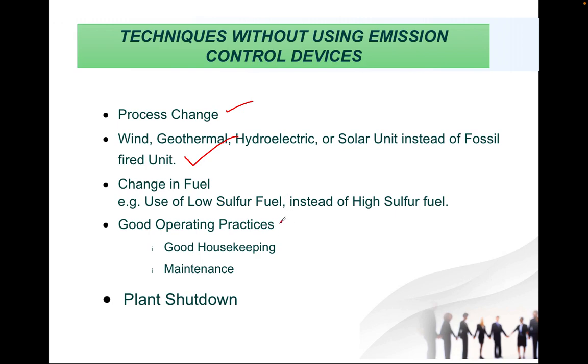Another point is good operating practices, meaning maintaining the boilers, internal combustion engines or furnaces. By good housekeeping, we can also reduce the emission. Then plant shutdown, which is not a feasible solution. By shutting down the plant we can reduce the emission, but it is not feasible. Instead, we can change the source of energy: wind energy, geothermal, hydroelectric, solar energy instead of fossil fuel units. So these are some methods used to control emission without using any particular device, right?